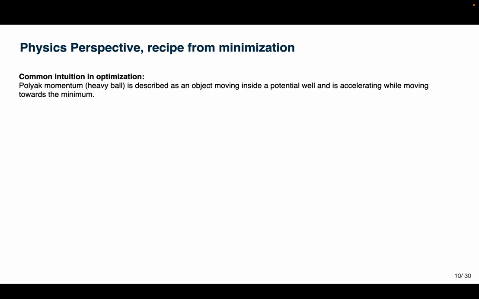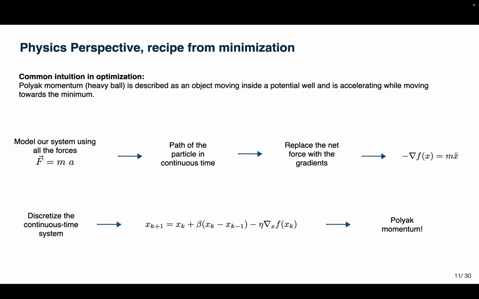So how do physics and optimization connect? A common intuition in optimization is that Polyak momentum, or the heavy ball, is described as an object that's moving inside a potential well, and it's accelerating while moving towards the minimum. So this is an intuition that most of us have, where we can understand Polyak momentum from the physical perspective and why we have better rates and we accelerate when we add momentum.